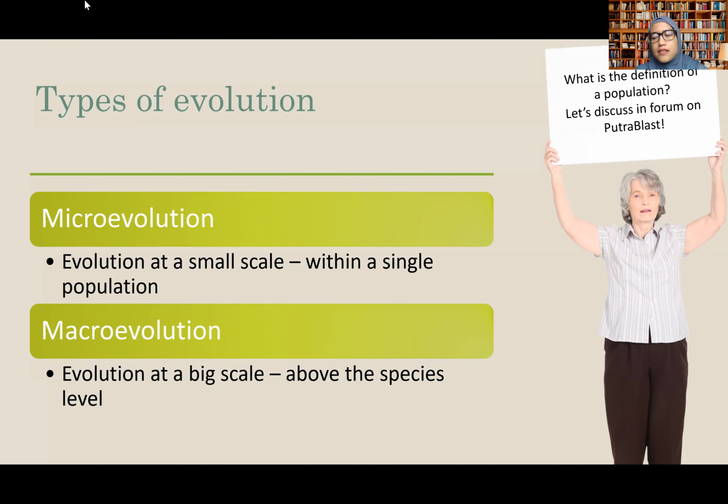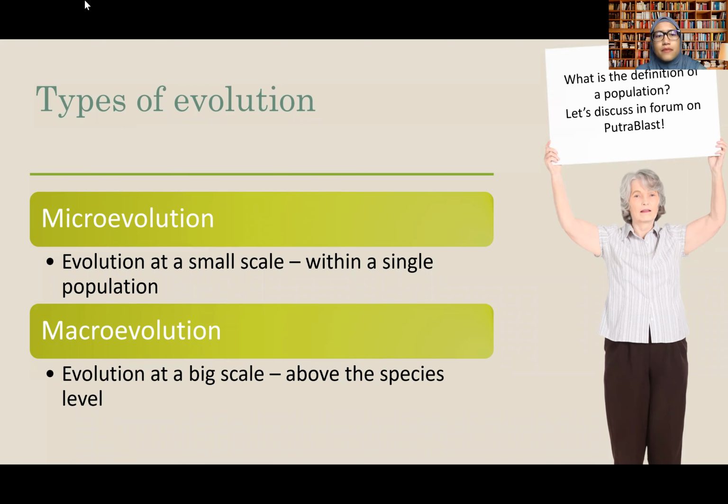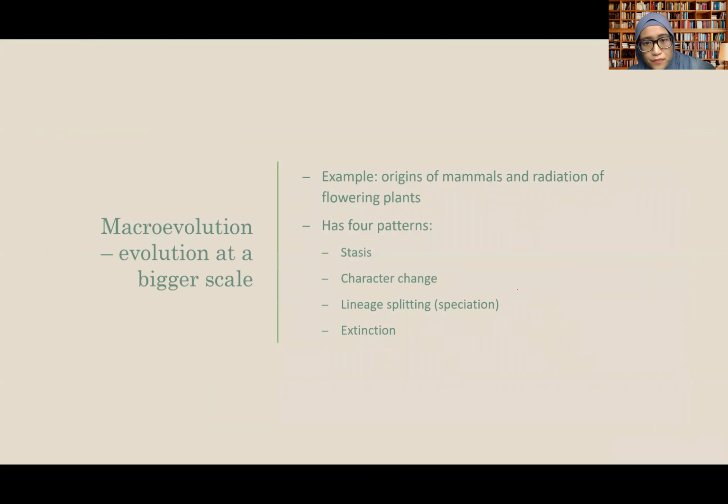Okay, so let's talk about microevolution. Like I said, it's evolution at a small scale within a single population. It means changes in gene frequency within a population. For example, in the first generation, it has 80% of green genes and then 20% of brown genes. And then after a year, suddenly 60% of green genes. So it decreased by 20% and then increased by 20% of brown genes. So we can see that. So this is what microevolution is.